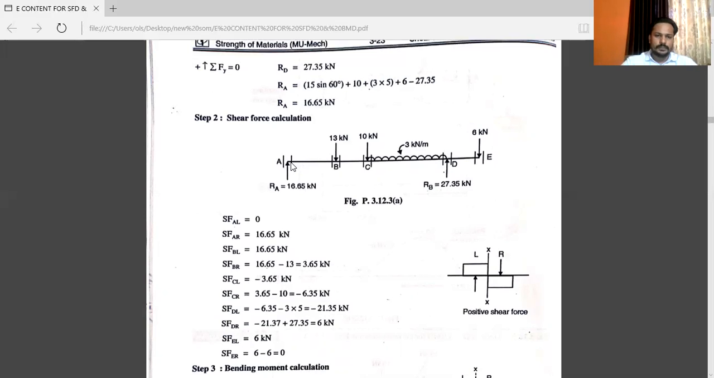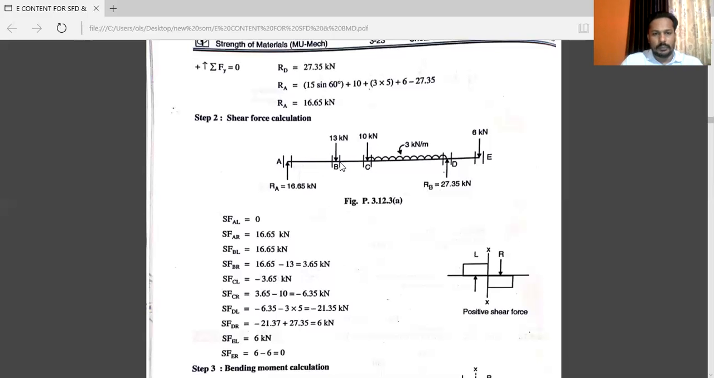Now come here, shear force at point A just to the right. RA is moving towards the upward direction. You can see the upward direction of RA. So plus 16.65 kilonewton. Similarly, come at point B just to the left. You can see only RA is moving upward on the left side. So shear force at point B just to the left is positive 16.65.